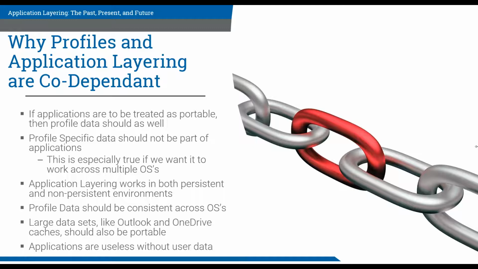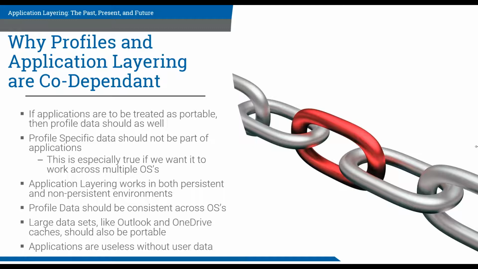So profile-specific data should not be part of applications. This is especially true if we want to work across multiple OSs. They need to be two separate entities. You have your core application and you have your core profile. Essentially, we want everything to be modular. So I can rip the OS out of the equation, replace it with another one, and your profile should just work, and your applications should just work.